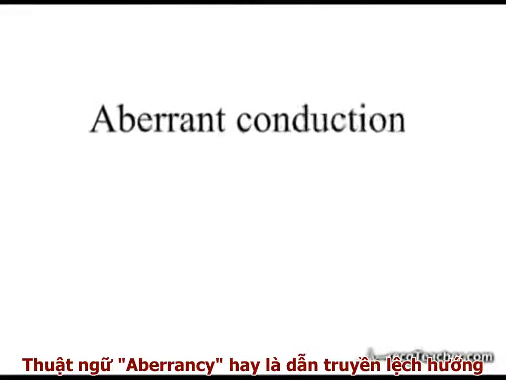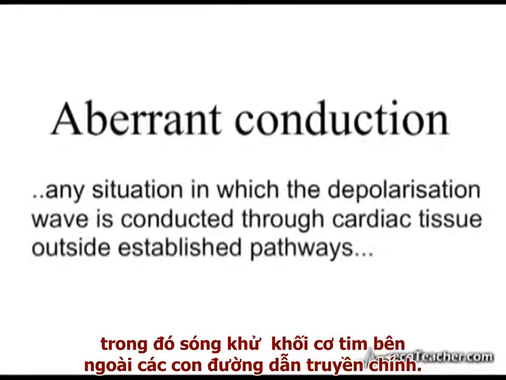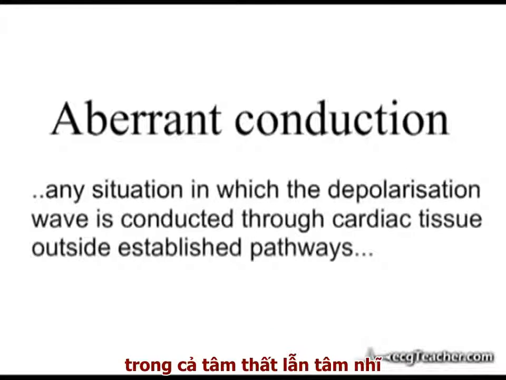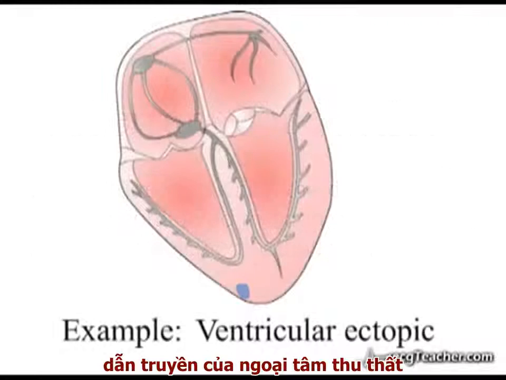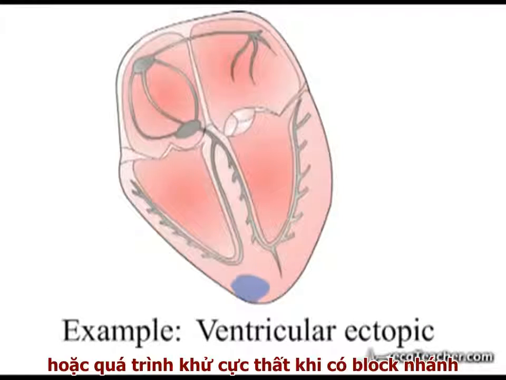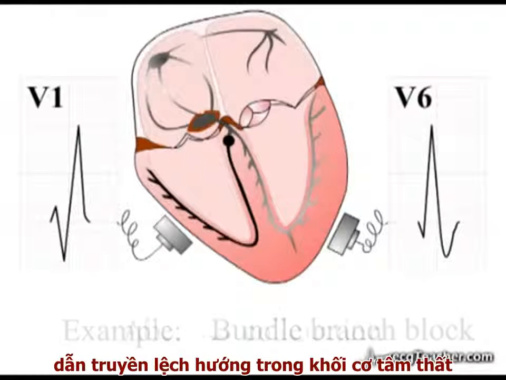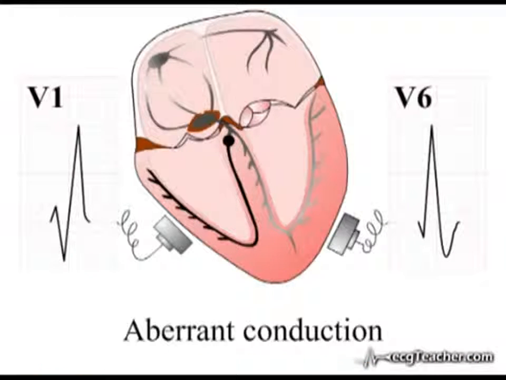Aberrancy or aberrant conduction refer to any situation in which a depolarization wave is conducted through cardiac tissue outside established pathways. We've come across many examples of aberrant conduction throughout this course, both within the atria and ventricles. Examples of aberrancy within the ventricles include conduction of ventricular ectopics and conduction of ventricular depolarization in the presence of a bundle branch block.